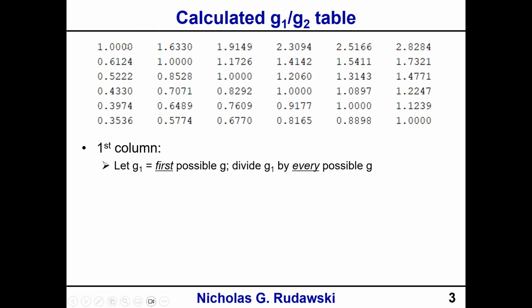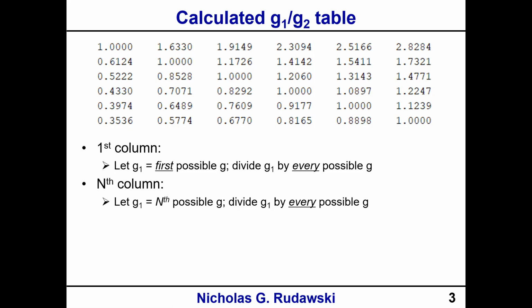So what we see here is, because we cut off the table at 6, we have a 6 by 6 matrix. All my diagonal elements are 1, and above the diagonal I have quotients that are greater than 1, and below I have quotients that are less than 1.